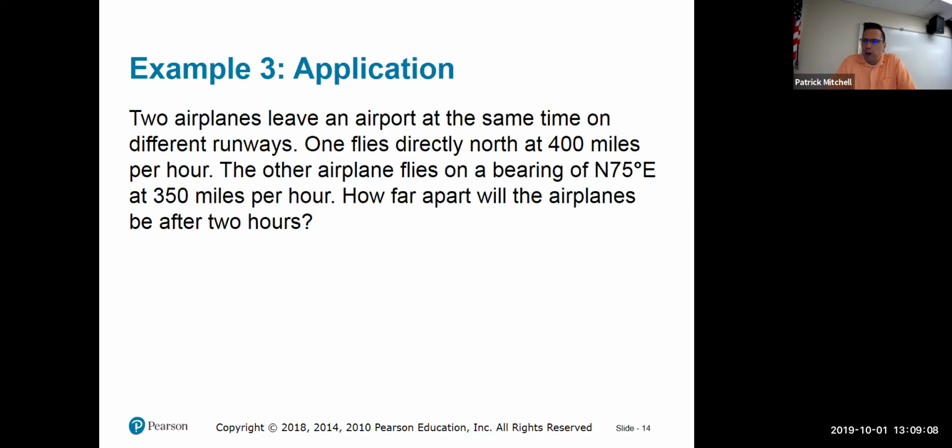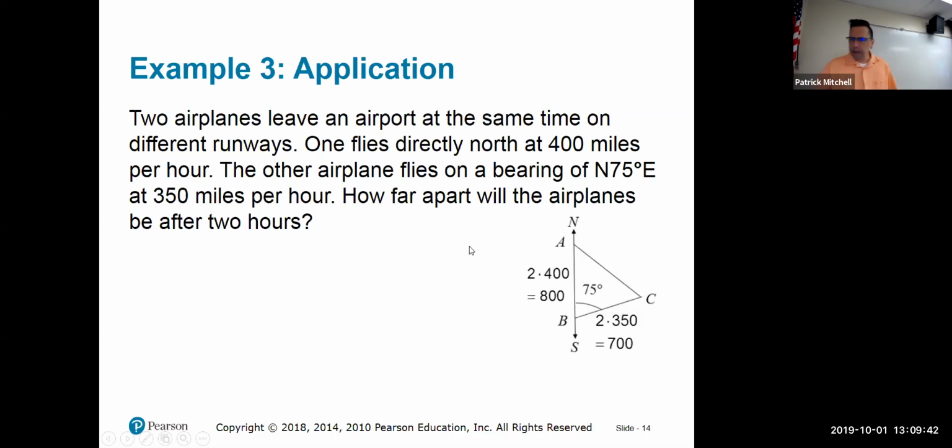All right, so this one starts off the way a lot of word problems that everybody makes fun of start off. Two airplanes leave an airport at the same time on different runways. One flies directly north at 400 miles an hour. The other airplane flies on a bearing of north 75 degrees east at 350 miles per hour. How far apart will the airplanes be after 2 hours?